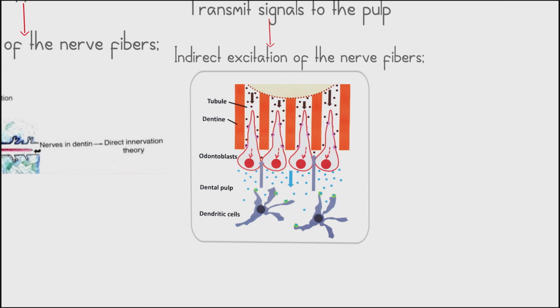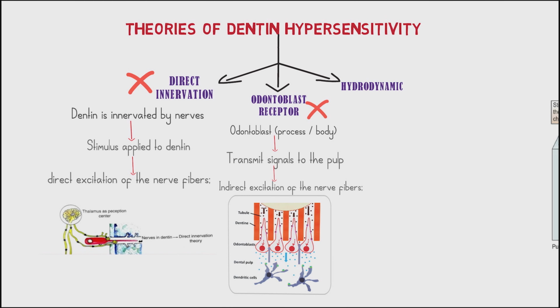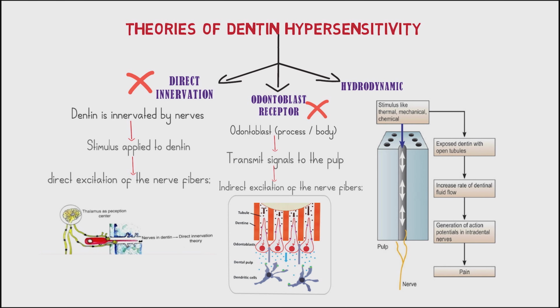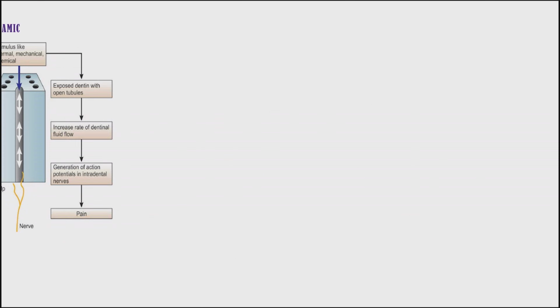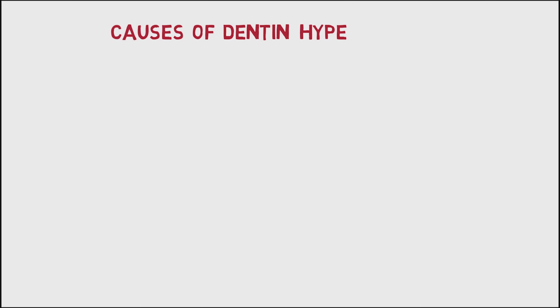Currently, the most widely accepted theory is the hydrodynamic theory by Brannstrom. The theory states that sensitive dentin is based on stimulus-induced fluid flow, that is, any stimuli, be it thermal, chemical, or osmotic, that acts on exposed dentin creates an increased dentinal fluid flow. This displacement of fluid within the dentinal tubules results in nociceptor activation, causing the characteristic short, sharp pain of dentin hypersensitivity.